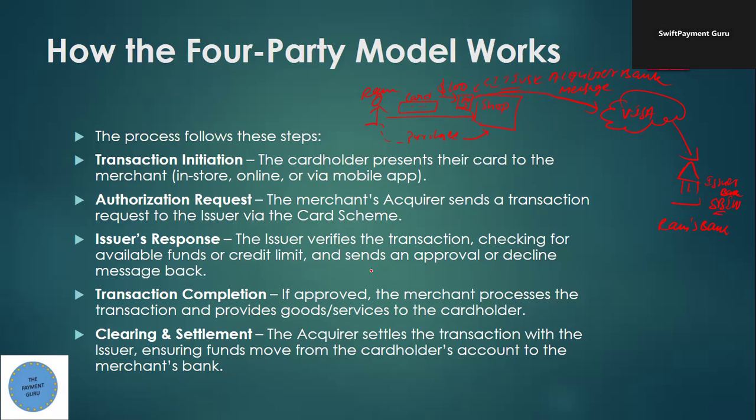The issuer verifies the transaction, checking for available funds or credit limit, and sends an approval or decline message back. So once it comes to this issuer bank, State Bank of India, it checks step number 1, and then step number 2. Step number 3 is that it checks the balance. And then if yes, it sends an approval to the respective scheme. So approval.